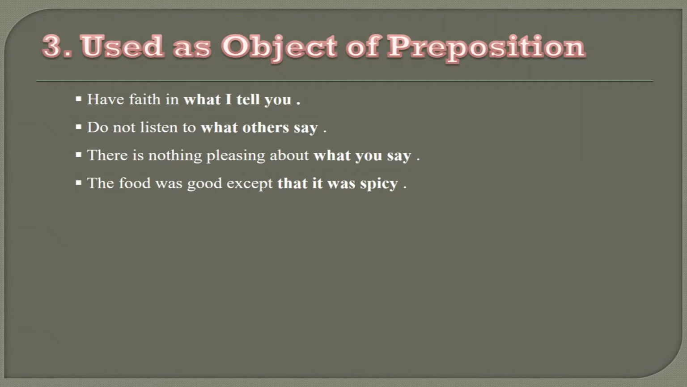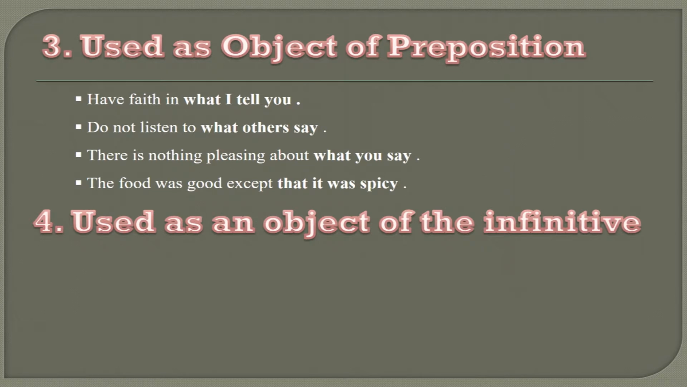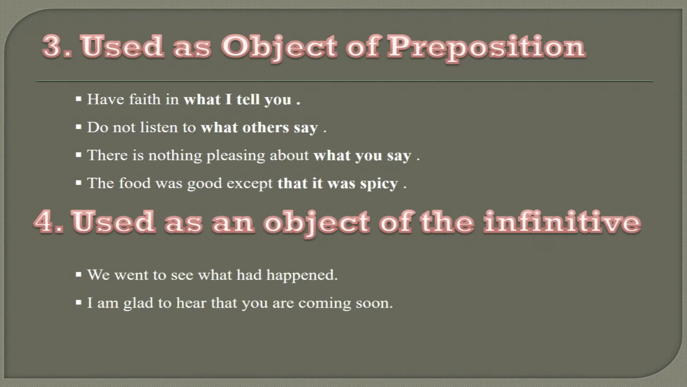The fourth one is that a noun clause is used as an object of the infinitive of the main clause. For example, we went to see what had happened. I am glad to hear that you are coming soon. I want to know what happened to the rabies microbe.